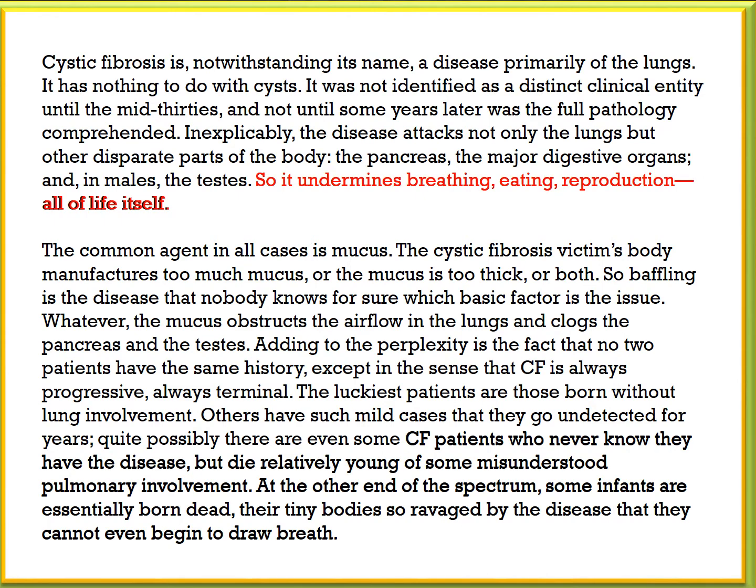So look at the end of paragraph 1. Now remember that 2-3-1 rule? So this author is also leveraging that 2-3-1 rule for all it's worth and putting the most important thing at the end of that first paragraph. So what does all of this excessive production of mucus mean? It means that everything in the body is undermined. Breathing, eating, reproduction, the defining characteristic of life is its ability to multiply and produce more life. And here, even cystic fibrosis shuts that down.